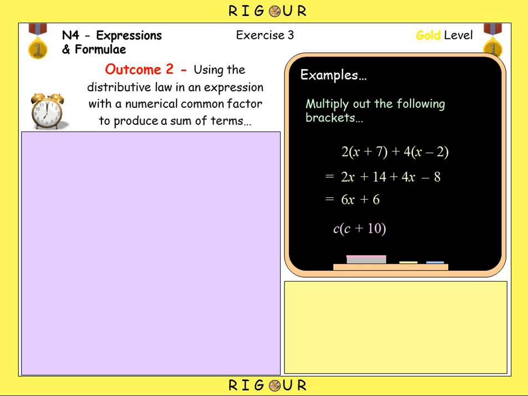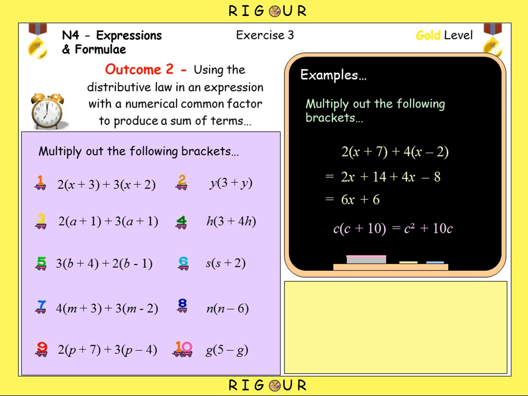So our second example is where we've got a letter outside the bracket. So c times c gives us c squared, and c times 10 gives us plus 10c. So in that fashion, here's a few for you to try, and if you're working on these at home, pause the video now. Okay, pause the video, so let's go over the answers.